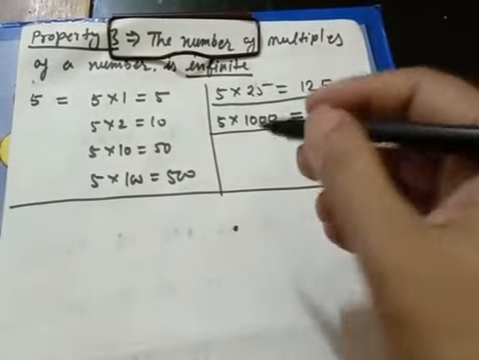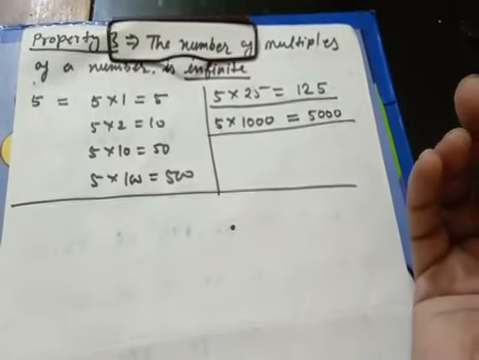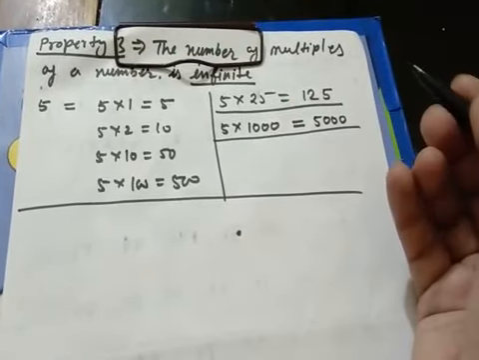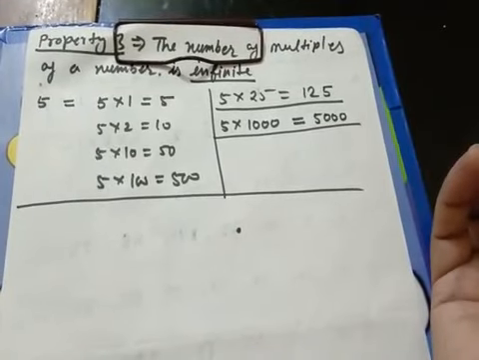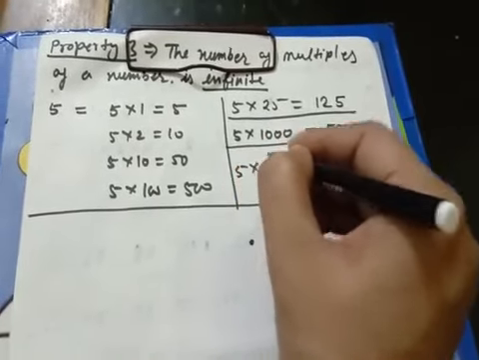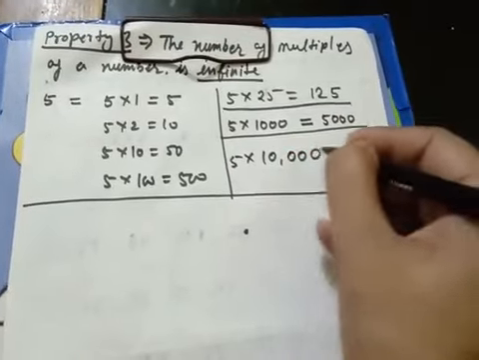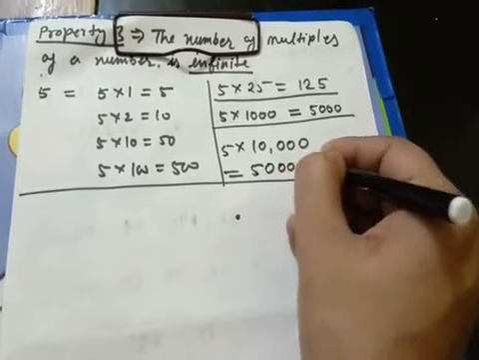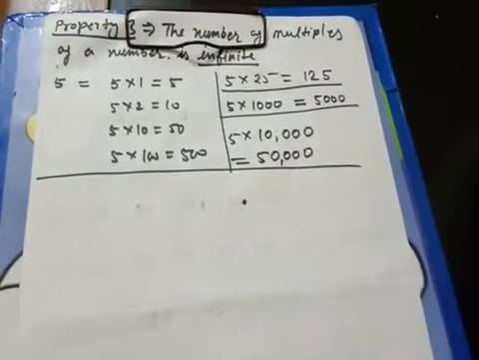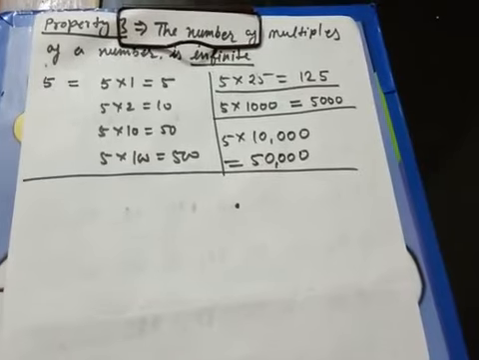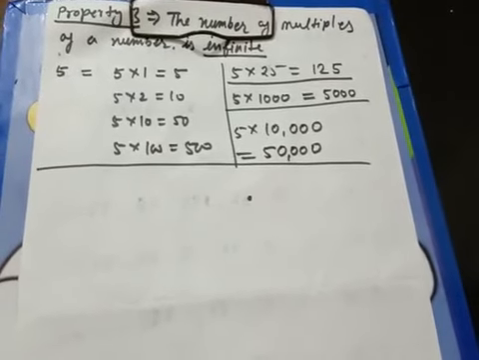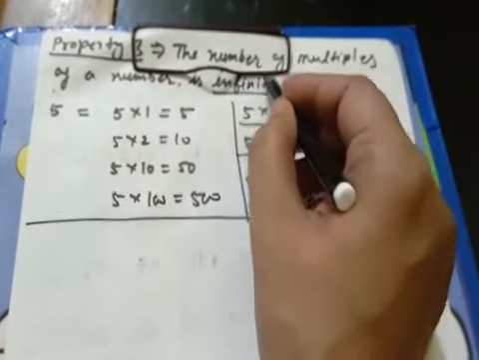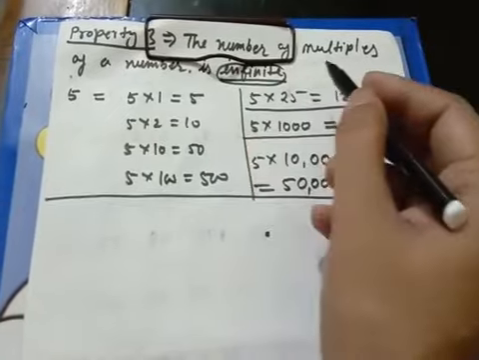So there is no limit to finding the multiples. Any number we multiply by the given number, we will get another number. 5 times 1 is 5 and add a number of zeros. So you can see when we multiply 5 by another number, again we get multiples of 5. So we can easily say that the number of multiples is infinite.